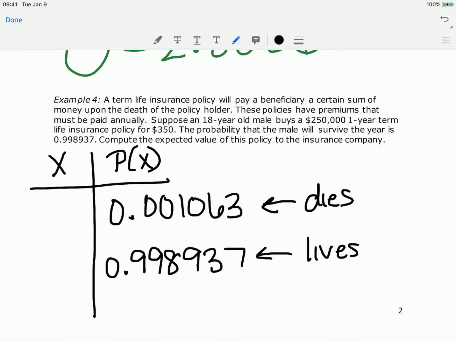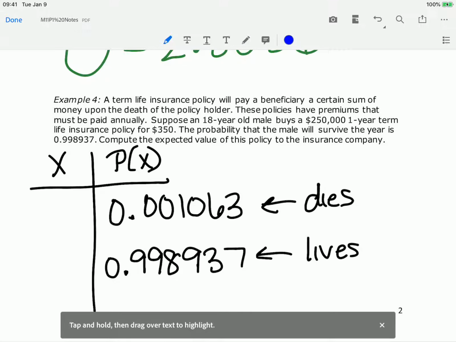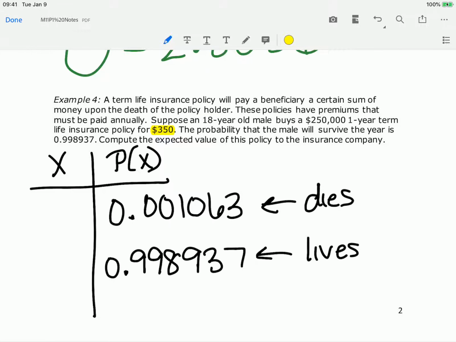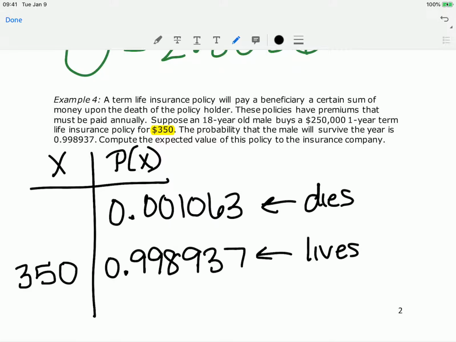If he lives the full year, the insurance company does not have to pay any money, but they earned the $350 that he paid up front. So the life insurance company will get that $350 if he lives, and then they don't have to pay anything. So if he lives, the insurance company makes $350.